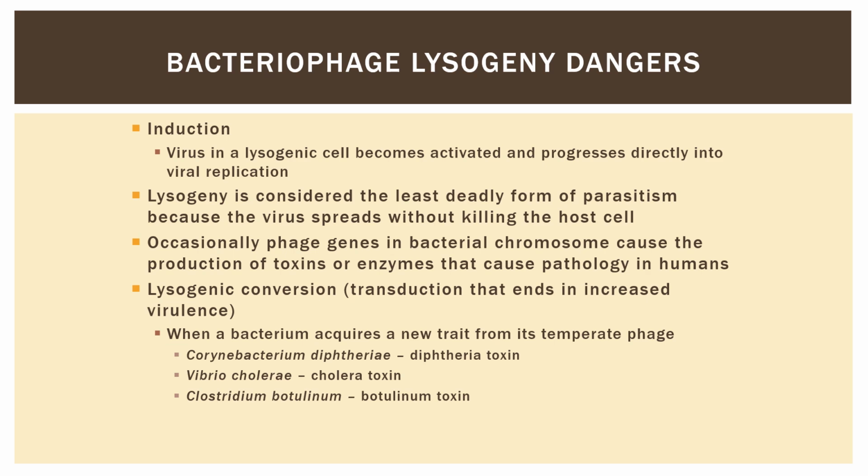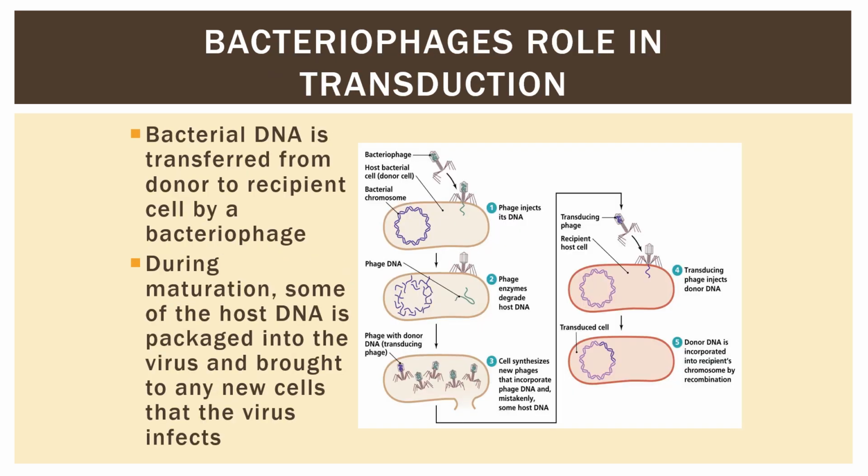Crazy. So a gentle reminder of that process of transduction. Remember, that is horizontal gene transfer, and it is going to be happening because of bacteriophages. Remember that bacterial DNA is being transferred from a donor to a recipient cell by a bacteriophage, and this is another way that bacteria can develop a new toxin, which can be kind of scary. This is that handing over, if you want to think of it, of new abilities.